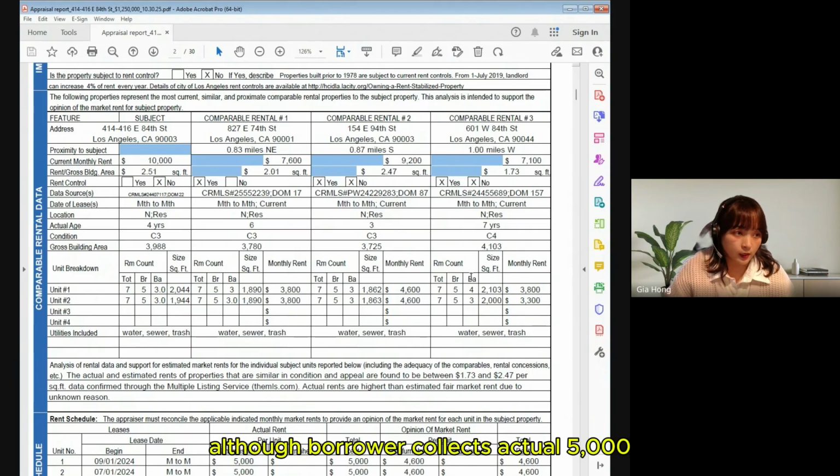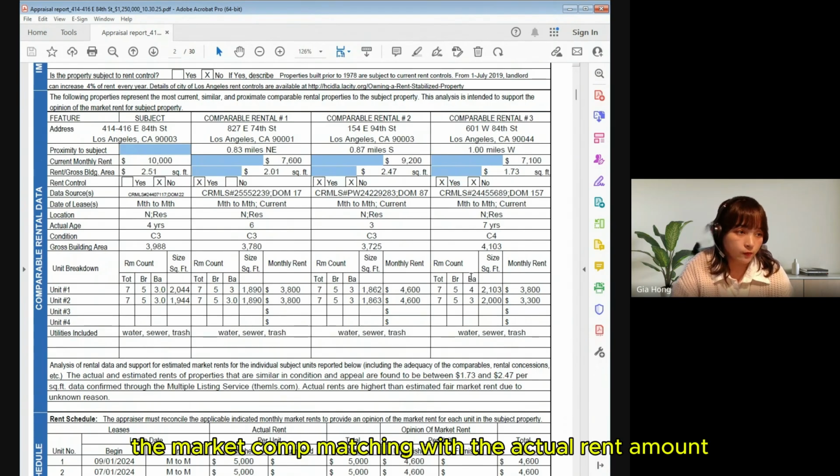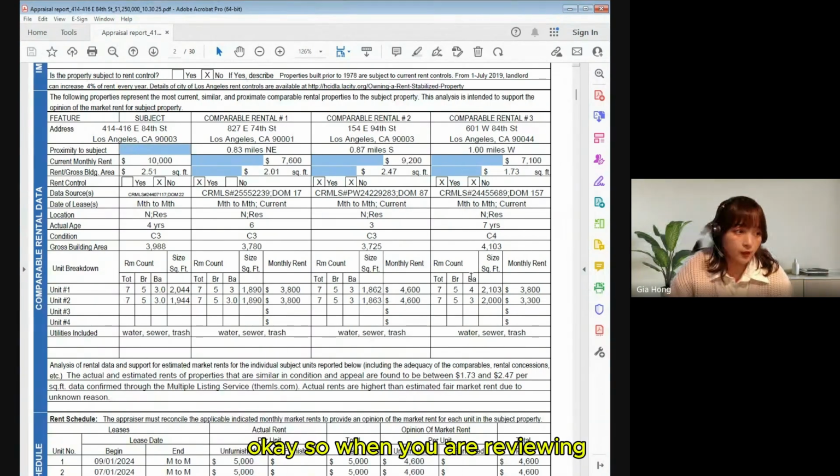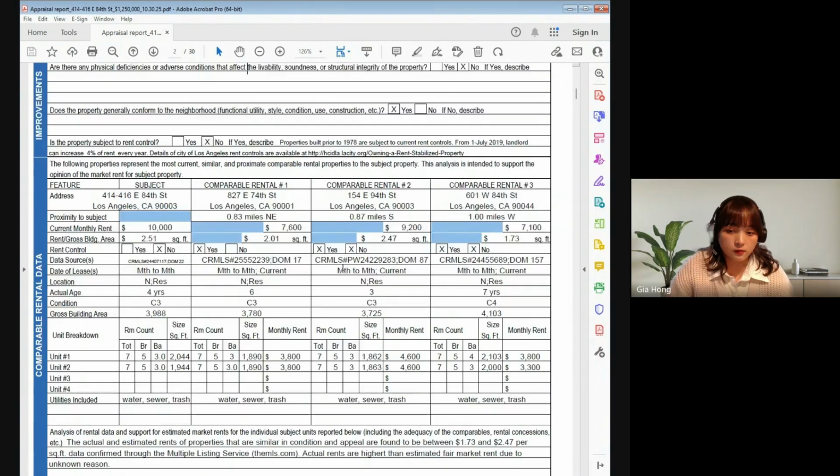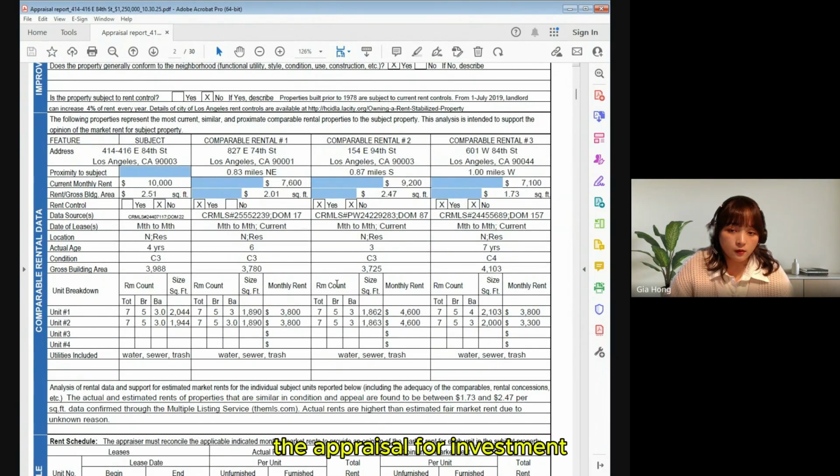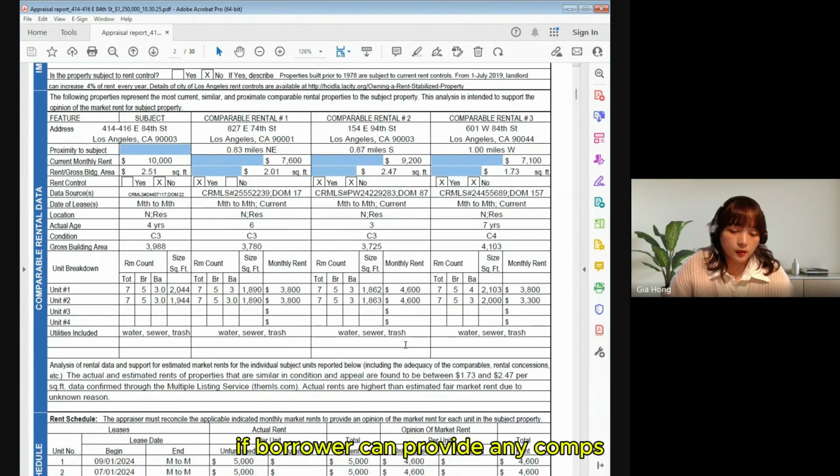Although the borrower collects an actual 5,000, because market rent is not up to 5,000, it's around 3,000 or 4,000. That's why we can't get the market comp matching with the actual rent amount. So when you're reviewing the appraisal for investment, make sure to check these comps. If the borrower can provide any comps that have a similar rent amount to the subject property, we may request appraiser reconsideration.